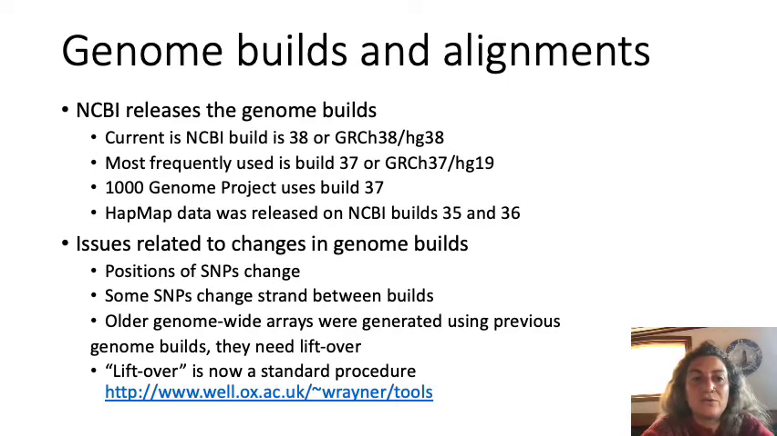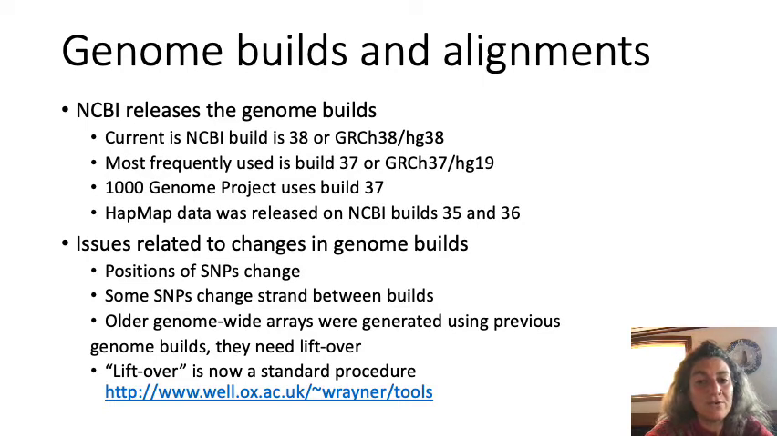Another important thing to always consider is genome builds and alignments. The characterization of the human genome is an ongoing effort, and a genome build tells us the positions of the SNPs on the genome. The latest build is called build 38, but the most commonly used one at the moment is still build 37. For instance, the HapMap was released on build 35 and build 36. So you need to be aware of issues relating to merging and meta-analyzing data from different genome builds.